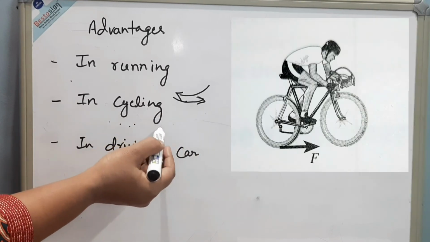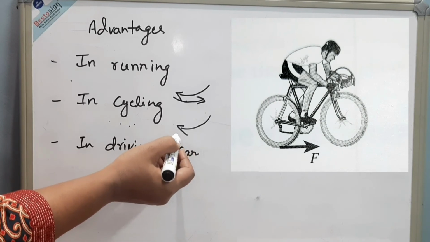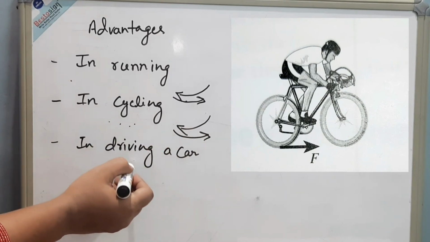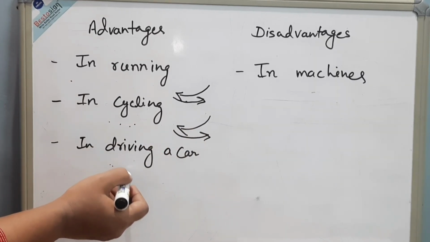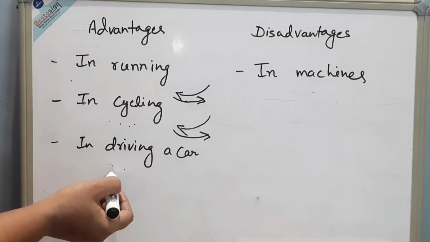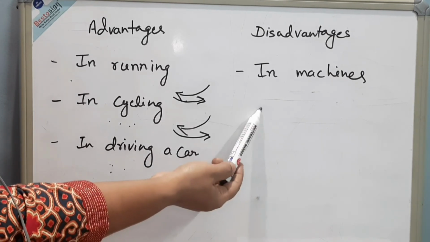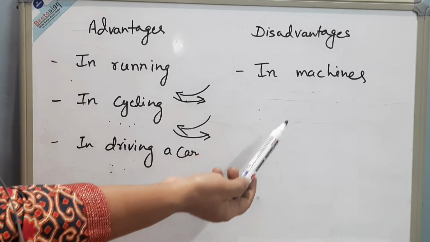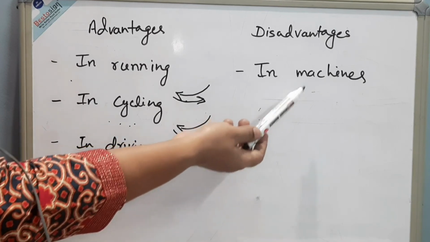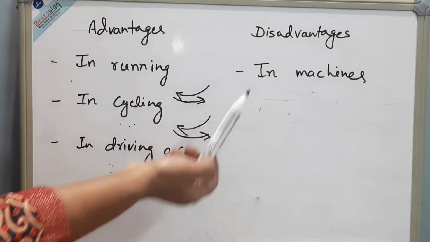In the same way, in cycling, the wheels of the cycle push the ground backward, and because of that the ground applies a friction force in the forward direction. The same thing happens in driving a car. So in such kinds of movement, friction is actually supportive to the movement. In some cases, friction is non-supportive. Actually, we don't need much friction there. That is machines. In machines, we need the surface to be smooth, so to make the surface smooth, we use oiling, greasing and similar things to reduce the friction.